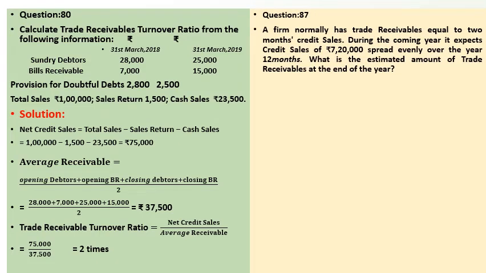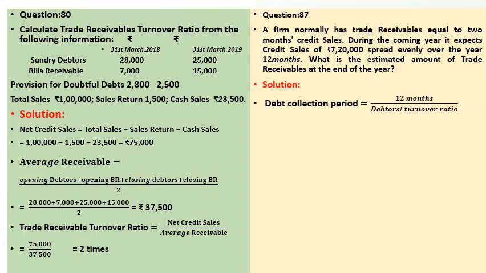We have one more question. A firm normally has trade receivable equal to 2-month credit sale. During the coming year, it expects that credit sale will be 7,20,000 spread evenly throughout the year, 12 months. What is the estimated amount of trade receivable at the end of the year? So we have to find the closing trade receivable at the end of the year.